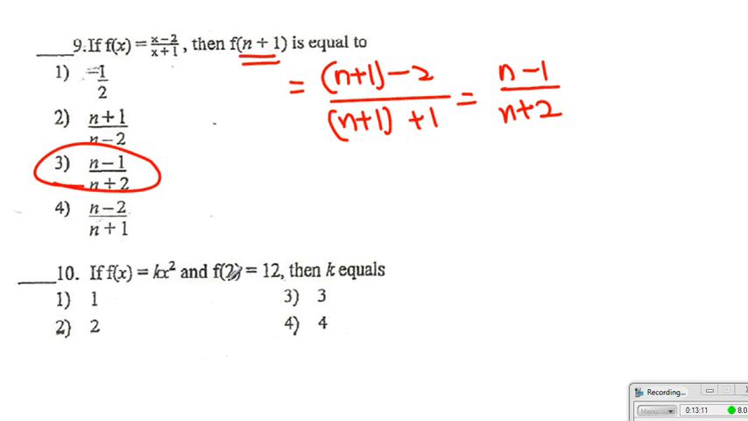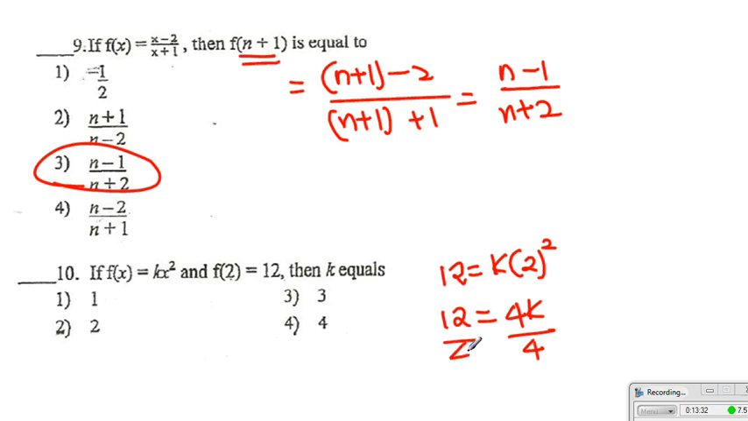Now, in this case, when x value was equal to 2, y value was equal to 12, so let us actually plug them in. Then 12 is equal to k times 2 squared. Here we have 12 is equal to 4k. Dividing by 4 on each side, we end up getting k is equal to 3.